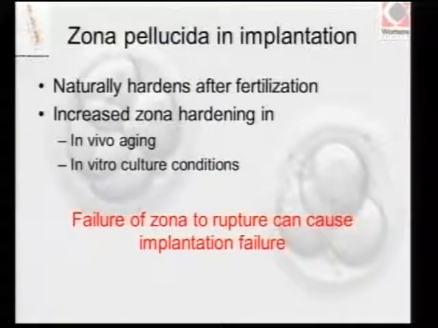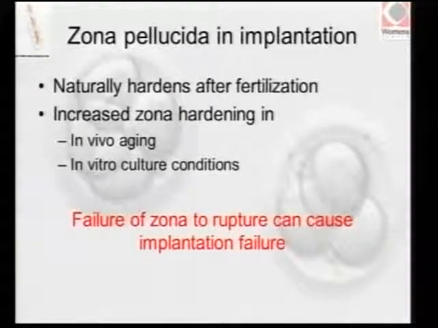And the next thing is, when the gamete is normal and you're looking at the embryo, another thing that you have to look at is the zona pellucida, which is like an eggshell. That's the shell outside the embryo, and it naturally hardens after fertilization. However, in some cases there is an increased zona hardening, and that happens in vivo in aging gametes. In vitro culture conditions, if they're not appropriate, can also harden the zona pellucida, making it more difficult for that particular embryo to implant.